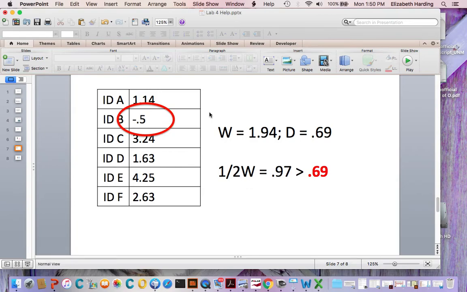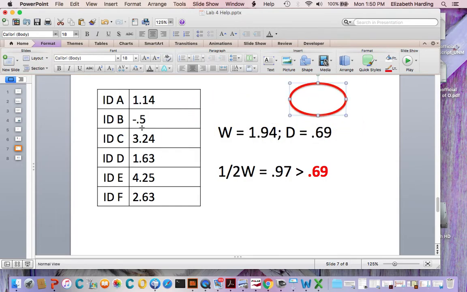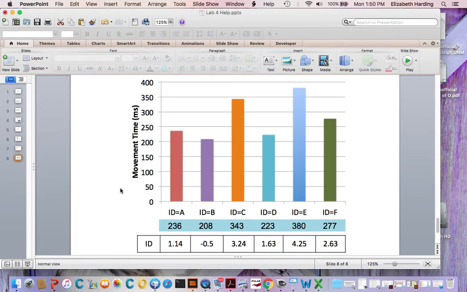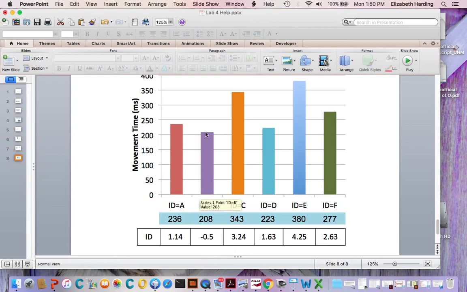So think about it in a relative state. ID B should have the shortest reaction time because it would have the lowest index of difficulty compared to the other 5 tests. So it's definitely negative, but it's not meaningfully negative, I guess is the right term. Sorry, that's very confusing, but that's all I'm really going to say about that. You don't necessarily have to talk on that at all. But here we go. It was the fastest reaction time, and according to Fitts' law, it was the easiest task.